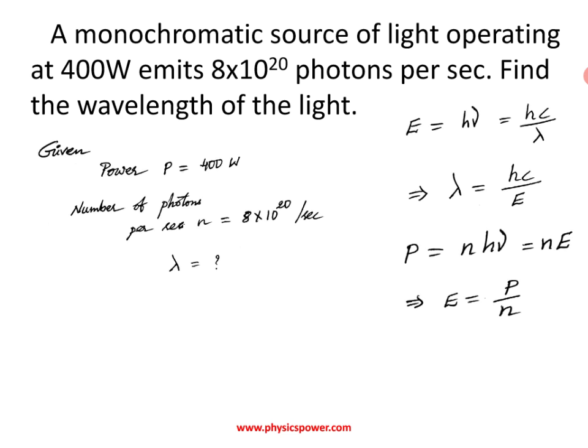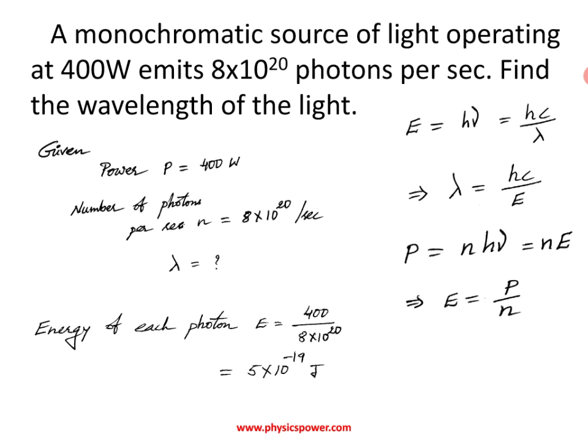So this is the end. With this we can easily solve the given problem, means we can find the wavelength lambda. For that, energy of each photon E equals the given power 400 watt by the number of photons n, 8 into 10 to the power of 20. If you simplify, you will get 5 into 10 to the power of minus 19 joule. So E value you got.